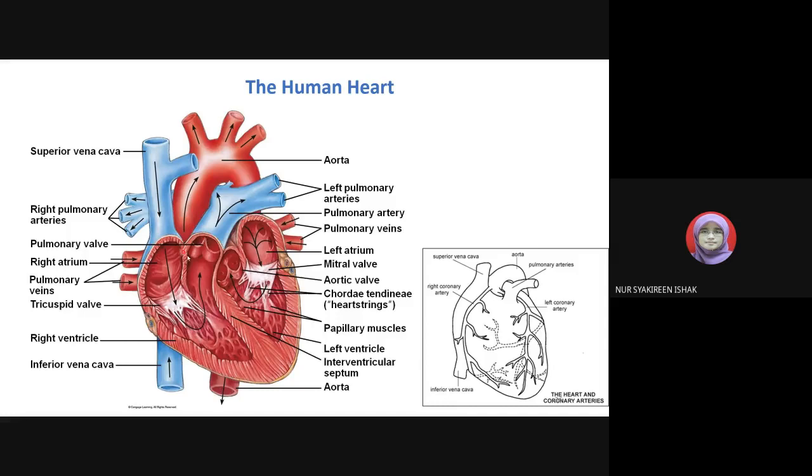Lepas tu kita ada kat sini nama lain untuk aortic valve dengan pulmonary valve adalah semilunar valve. Okay. These two valves are also known as semilunar valves. Cuma kalau kat sini kita pernah namakan dia aortic semilunar valve. This one we call the pulmonary semilunar valve.